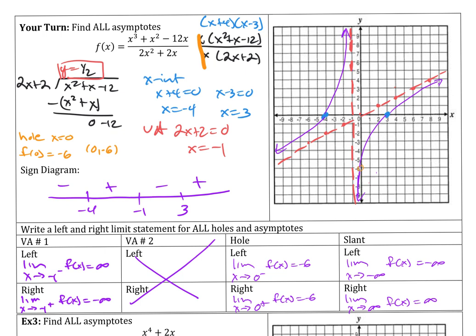All right, let's see how you did. So to begin with, we want to take out a GCF of x for both the numerator and the denominator. And if we do, we see that we're left with (x squared plus x minus 12) over (2x plus 2). I notice that the degree in my numerator is 2 and the degree in the denominator is 1, so I know I'm going to have a slant asymptote, so I jump over here to do my long division.